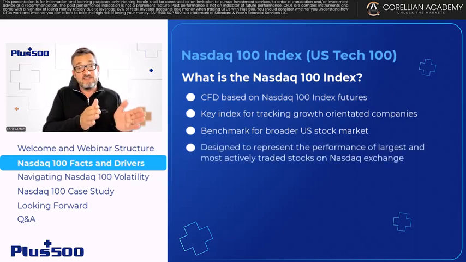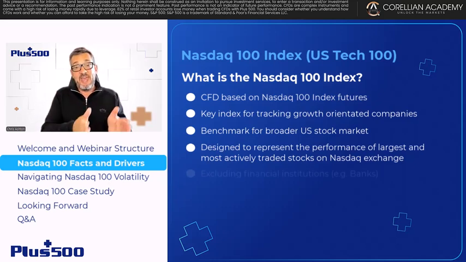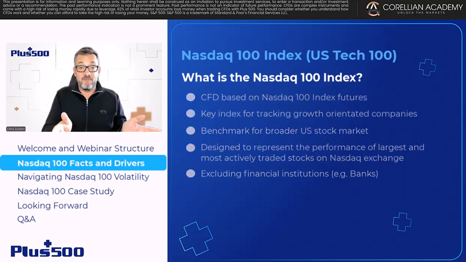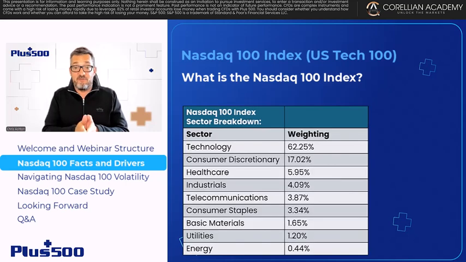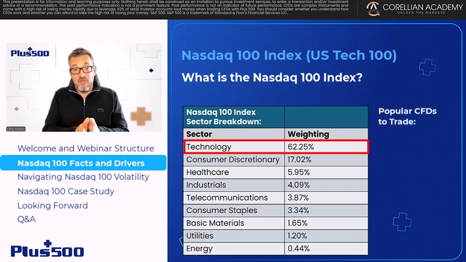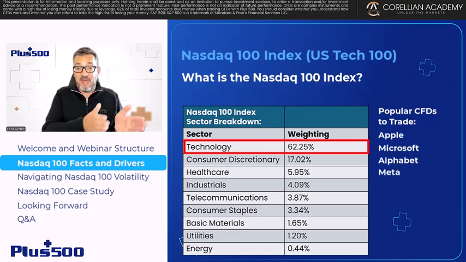Now, the index is designed to represent the performance of the largest and most actively traded stocks on the Nasdaq exchange, excluding financial institutions like banks and investment firms. If we look at the sector breakdown of the index and the companies associated with each sector, you will see the majority of companies in this Nasdaq 100 are in the technology sector. These include major tech firms like Apple, Microsoft, Alphabet, Meta Platforms, and Nvidia.